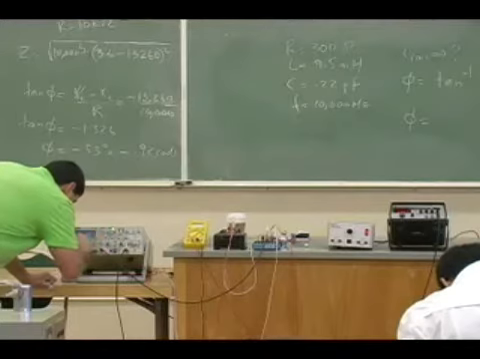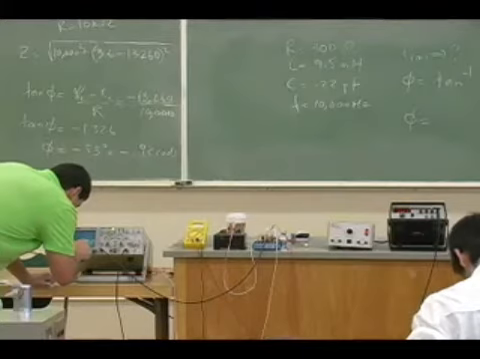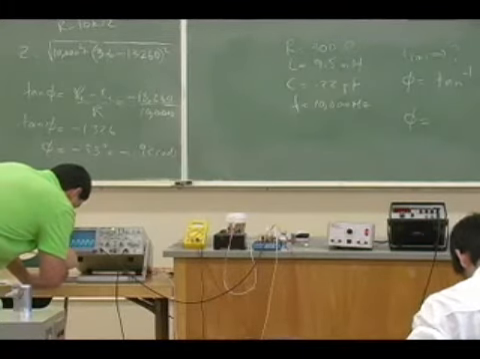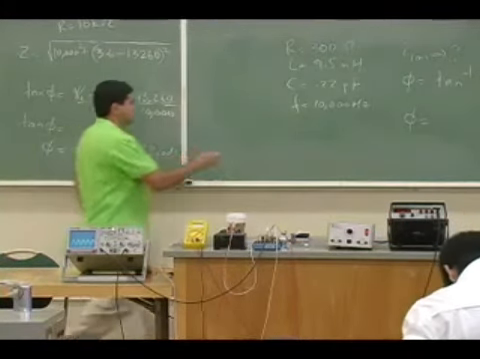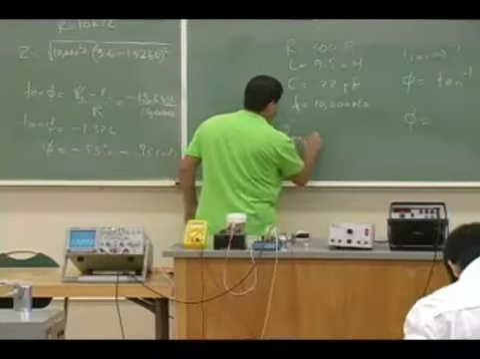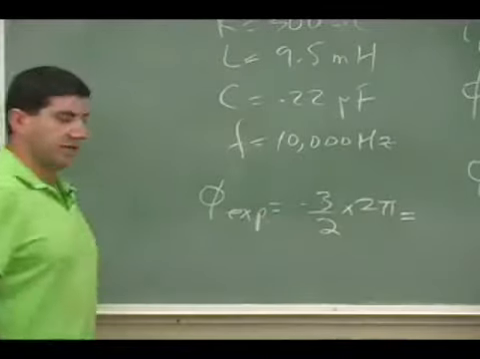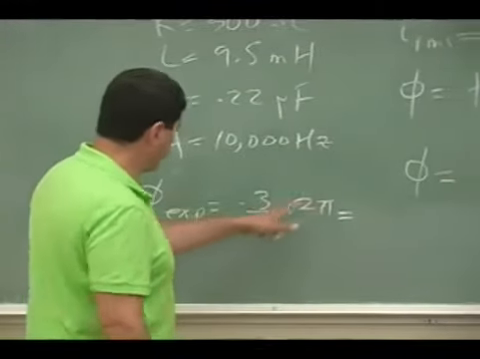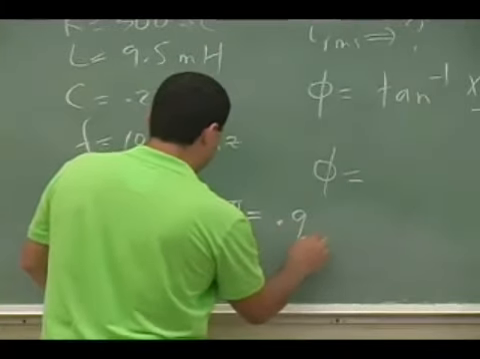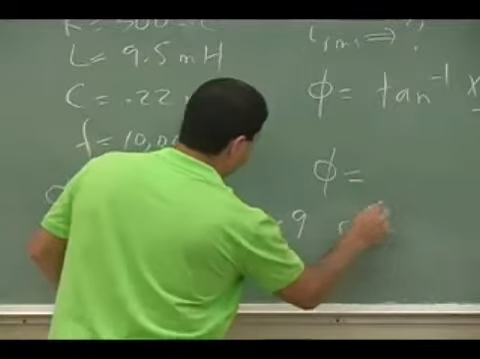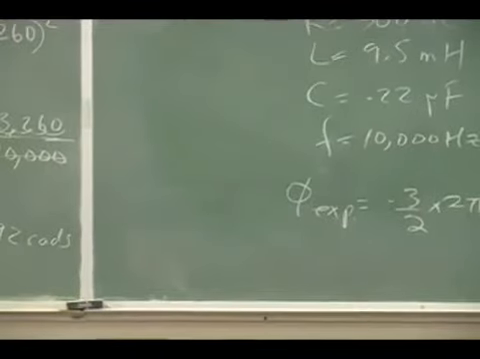So the difference between them is about 0.3 divisions divided by about 2 divisions. So experimentally, 0.3 divided by 2 times 2 pi. That's the experimental answer. So the 2 and the 2 cancel, 3.14 times that. So it's about 0.9 something rads experimentally. And let me see if it's positive or negative.